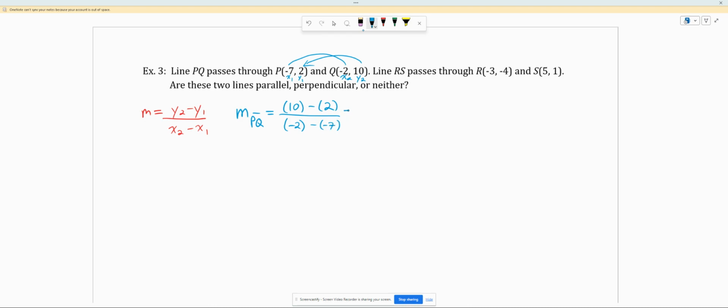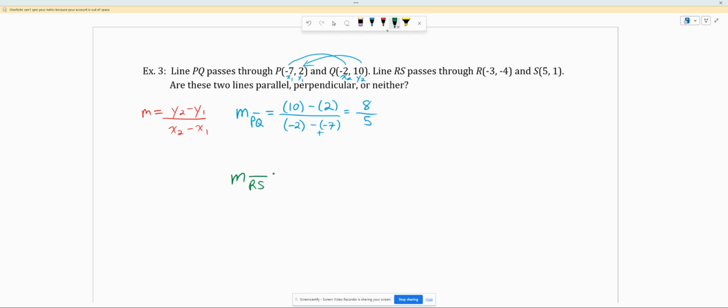So careful with all the negatives here. 10 minus 2 is going to give me 8. Negative 2 minus negative 7, that's the same as addition here. So it's going to be negative 2 plus 7 is going to give me 5. So there's our first slope of 8 over 5. All right, now let's compare that with line RS. So let's get our slope for RS.